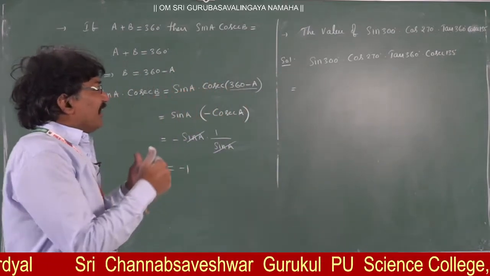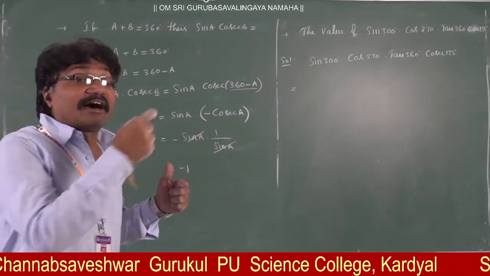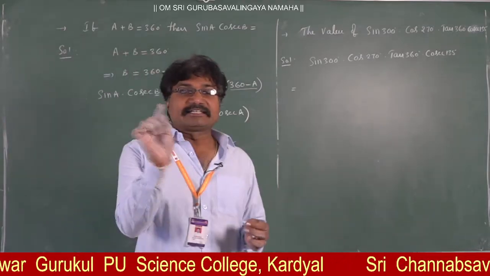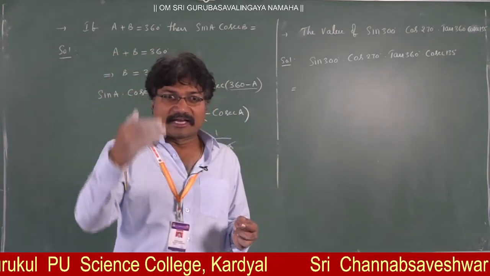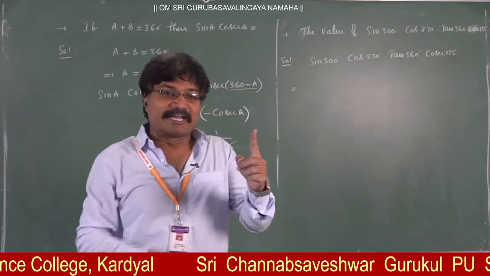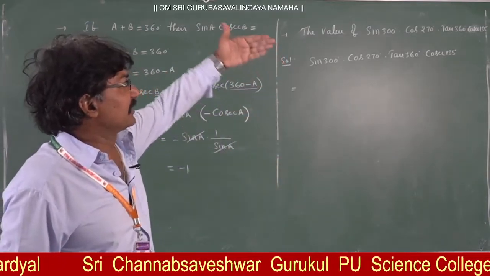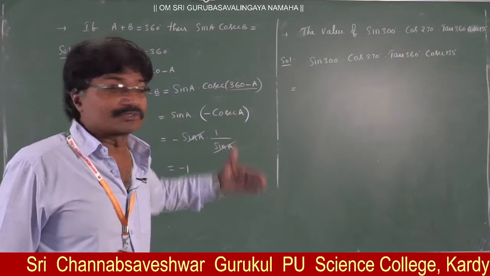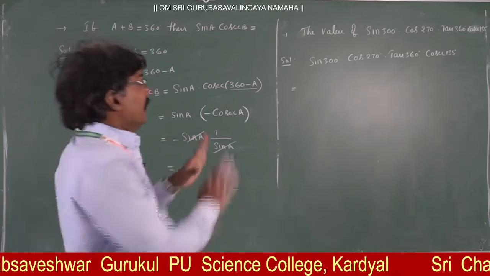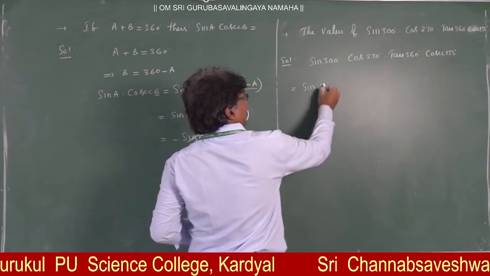So convert all of 300, 270, 360 and 135 in terms of our known values. I already explained the values table: sin 30, cos 30, tan 30, with angles 0, 30, 45, 60, 90. Convert all these values in terms of our known values. That is the point: how to convert them without changing the value of sin 300.